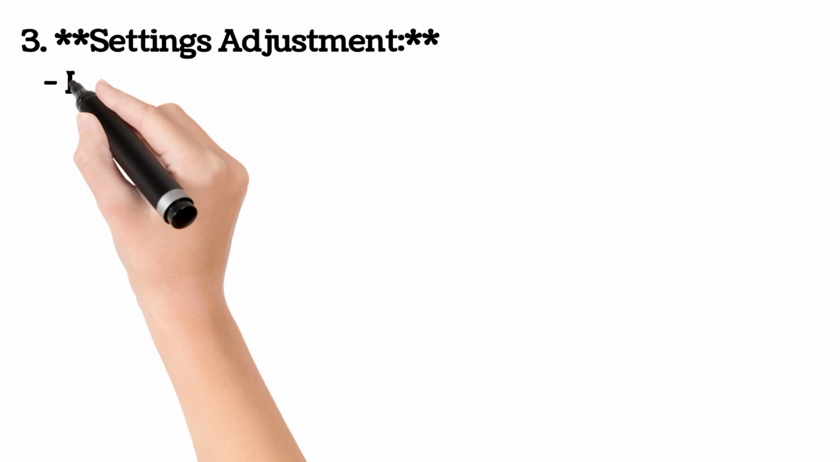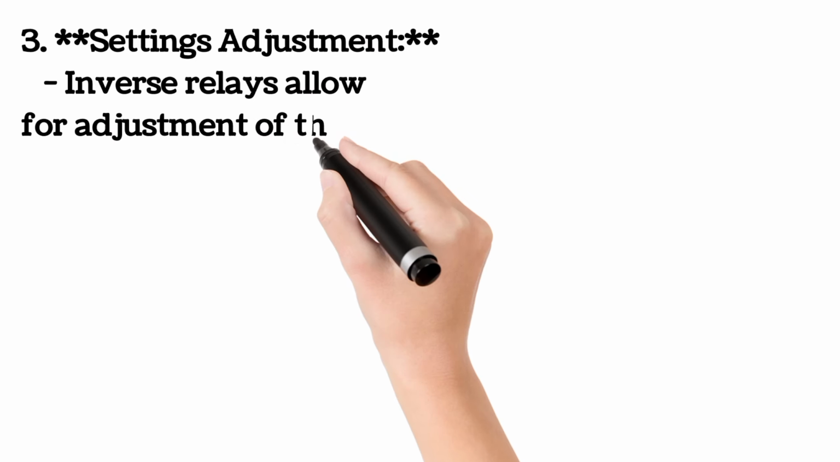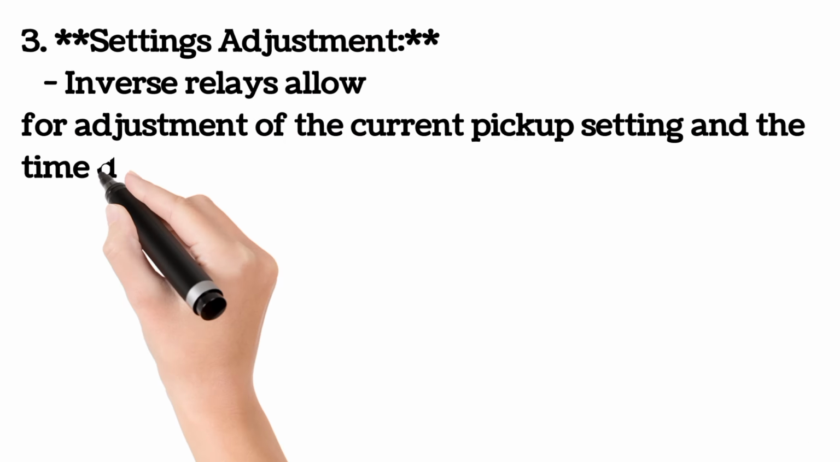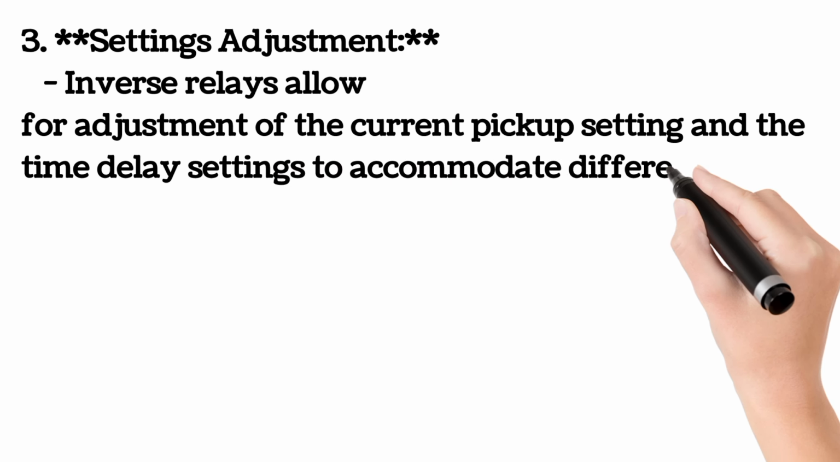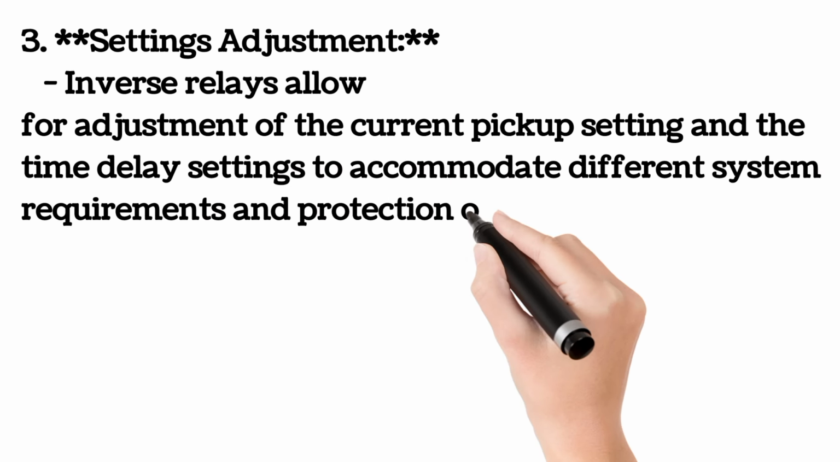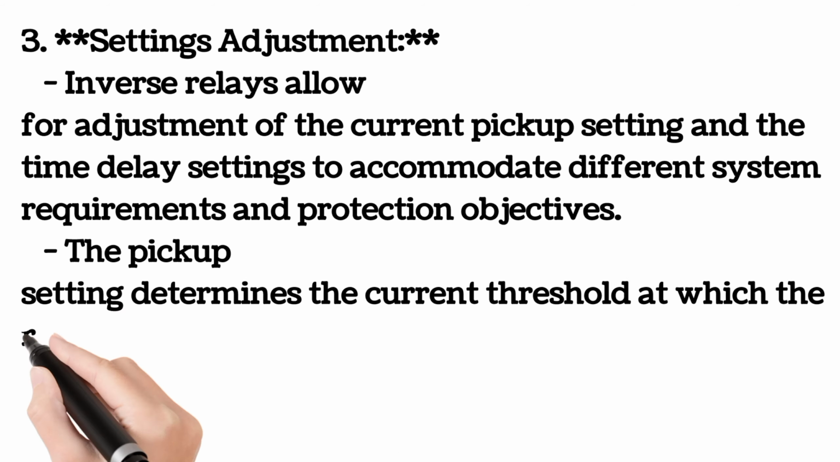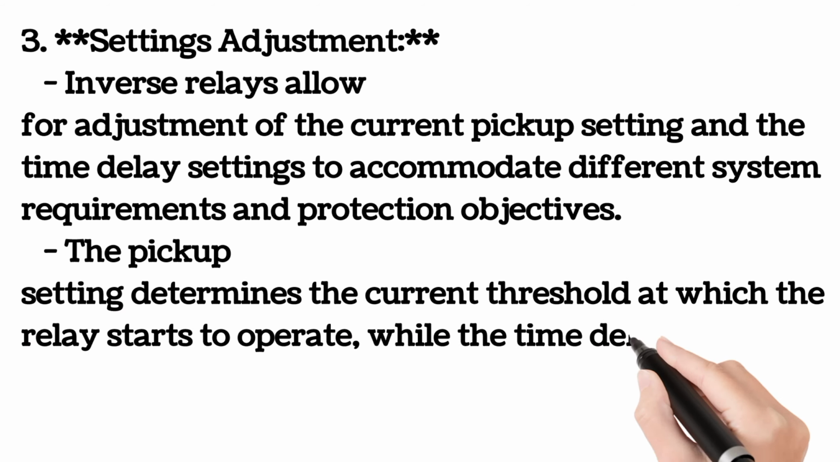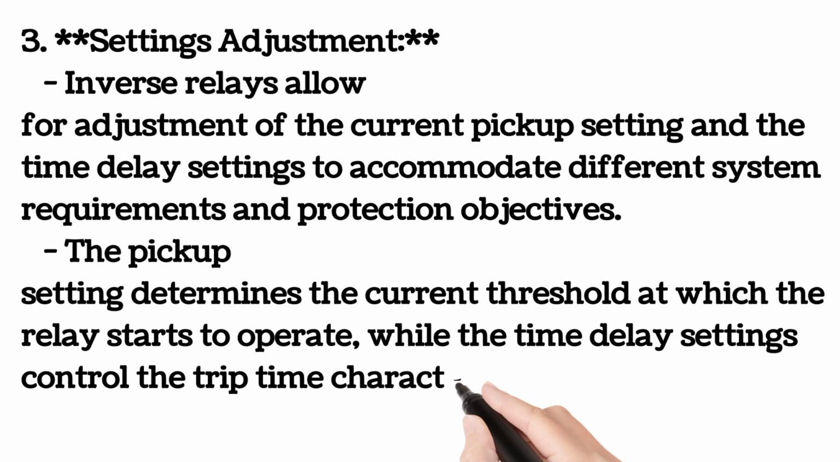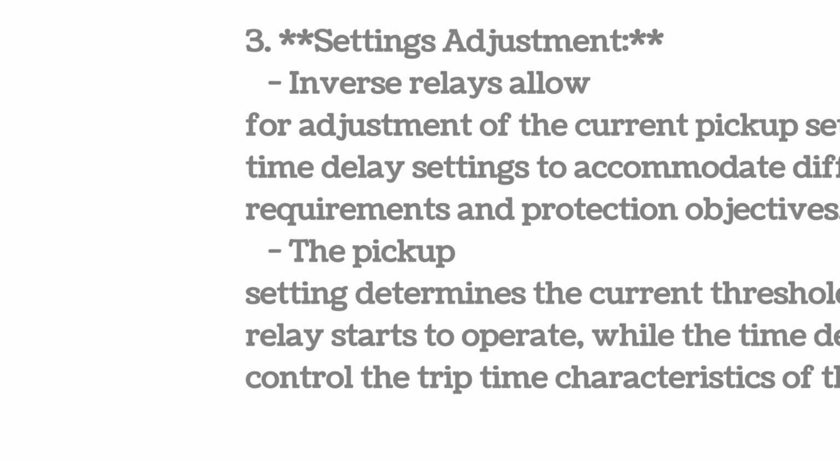3. Settings adjustment. Inverse relays allow for adjustment of the current pickup setting and the time delay settings to accommodate different system requirements and protection objectives. The pickup setting determines the current threshold at which the relay starts to operate, while the time delay settings control the trip time characteristics of the relay.